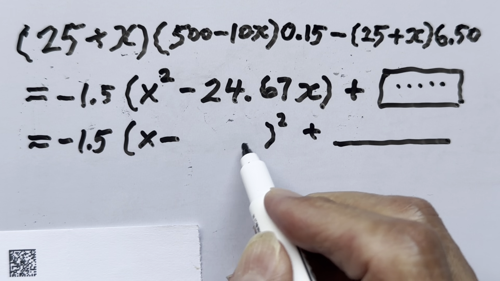So what is this number? It's half of this. So it is 12.33. When x equals 12.33, I have maximum profit.